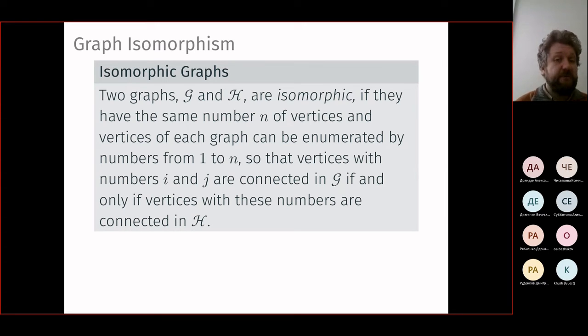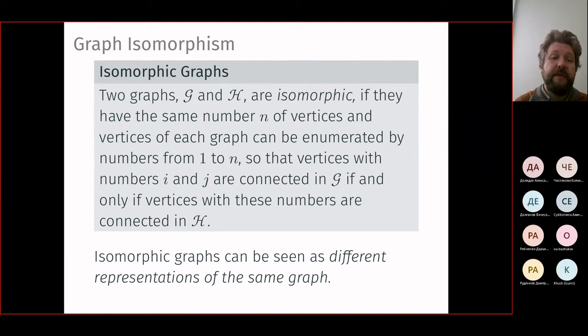So they should have the same number of vertices, and you can make a one-to-one correspondence between them. So for example, you can number vertices of both graphs from 1 to n. And if vertices with the same numbers are connected in one graph, they should be connected in the other graph, and vice versa. And they can be seen as different representations of the same graph.